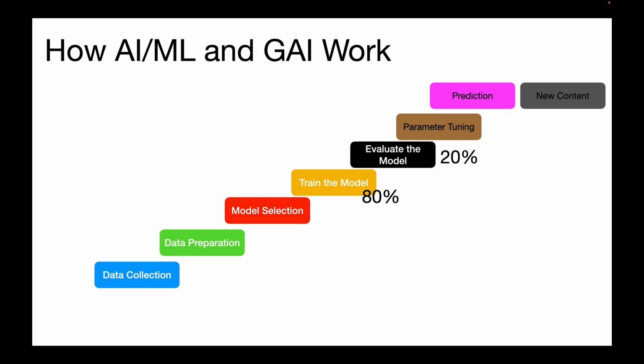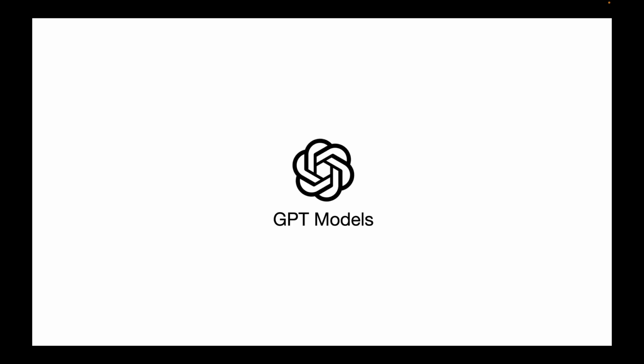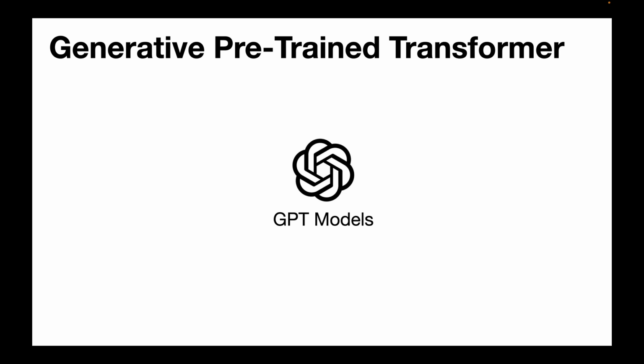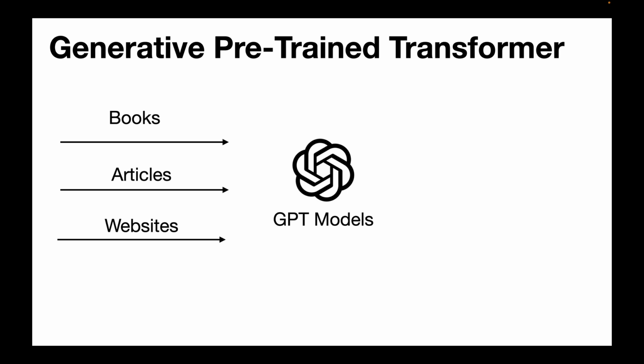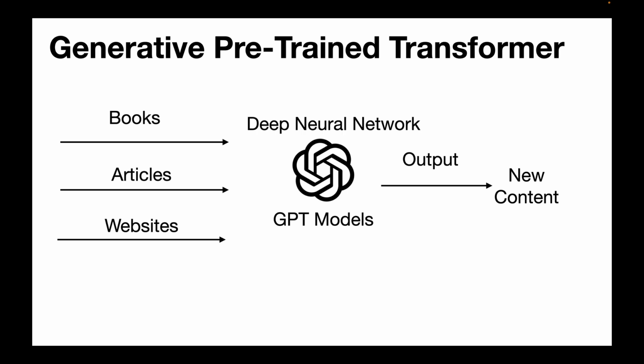A great example of a generative AI model is the GPT model from OpenAI. GPT model is used by ChatGPT behind the scenes. GPT stands for Generative Pre-trained Transformer. Pre-trained because it is pre-trained with tons of books, articles, and websites. Generative because it can generate new content from the content it is trained on. And Transformer is just a name of the deep neural network these GPT models use.